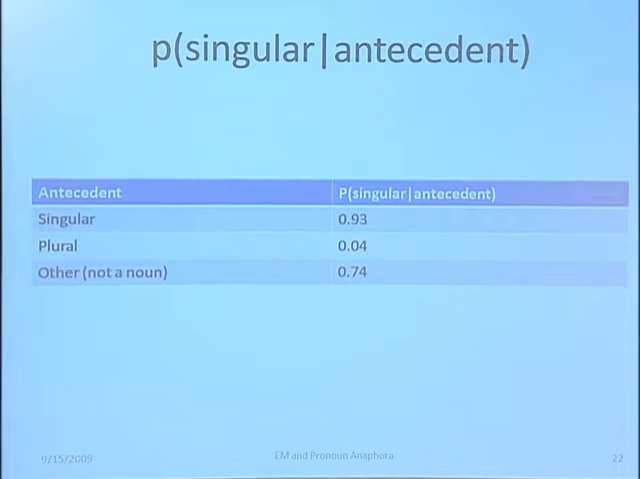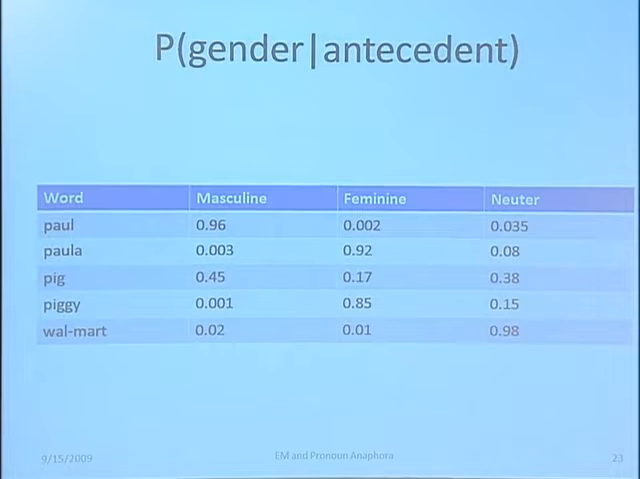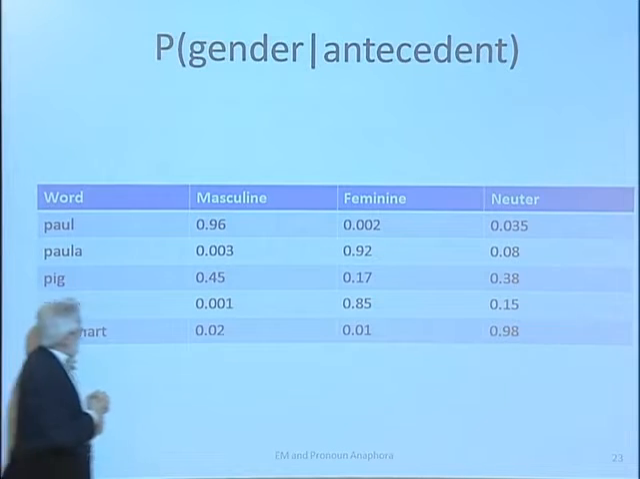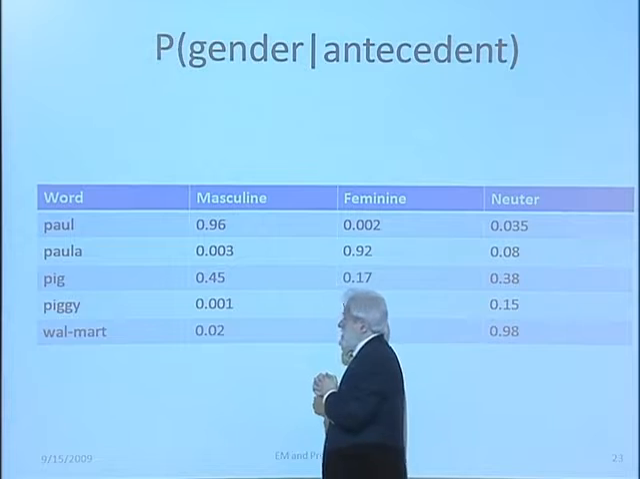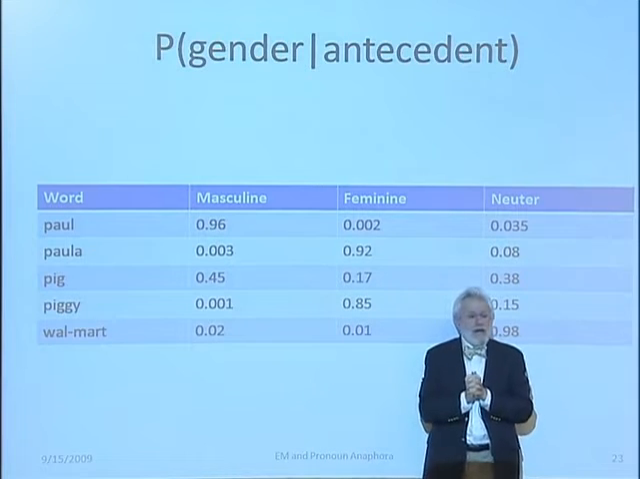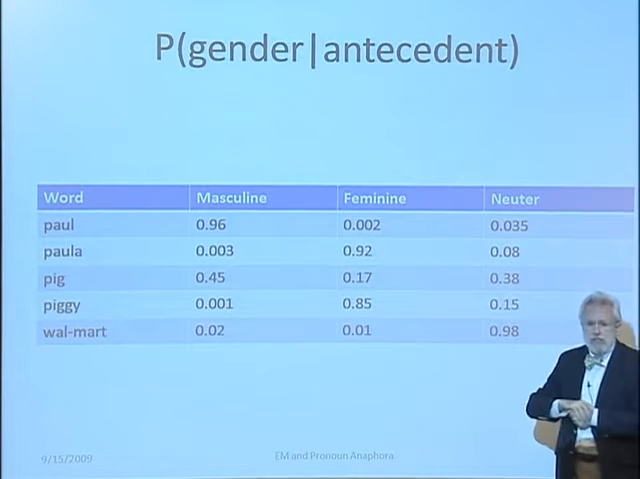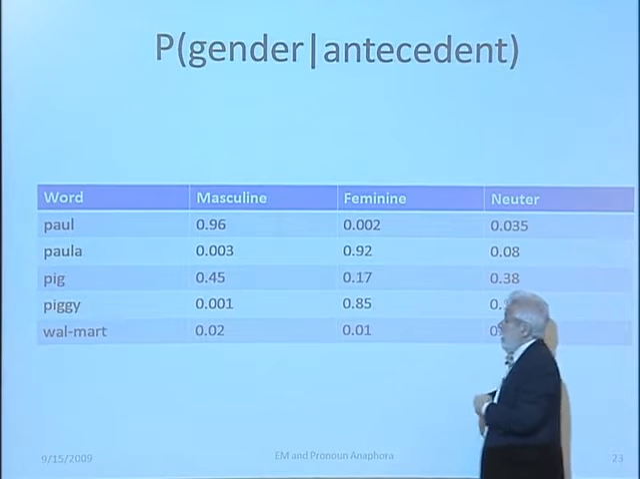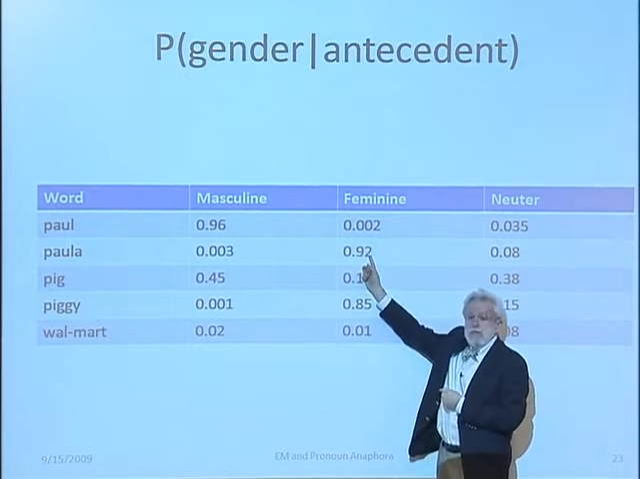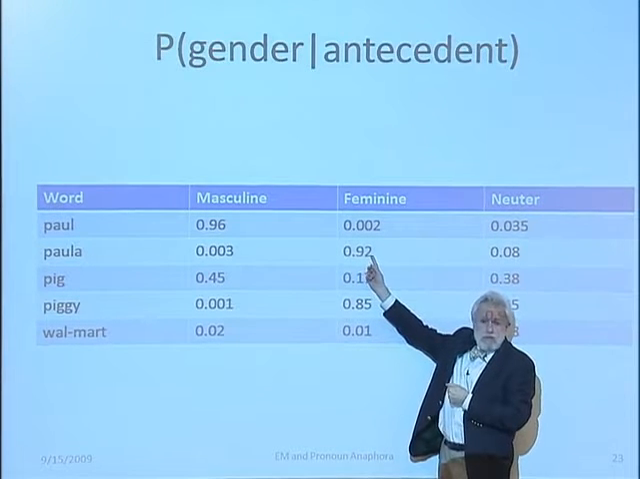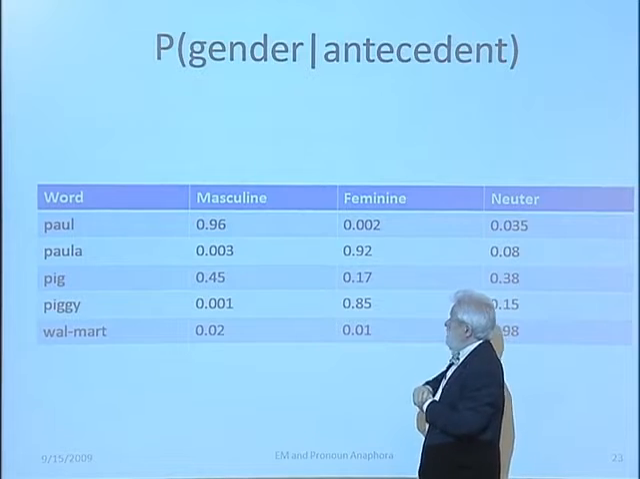Or consider, again, gender. These are real numbers, by the way. Everything I'm presenting in this section are the actual numbers that the program learns. What's the probability that Paul has masculine pronouns associated with it? In this case, 0.96. That's about as close as EM is going to get it. Paula, 0.92 feminine. Okay, that's pretty good.